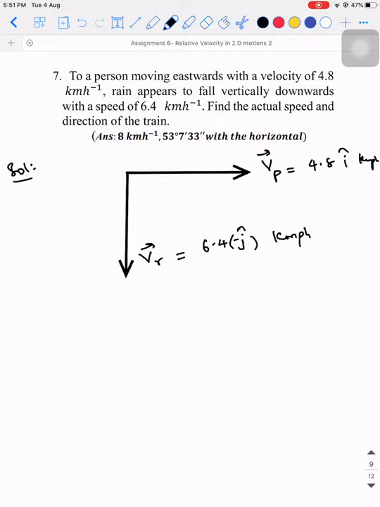It is rain. So what have they given? Rain appears to fall. It is not the actual velocity. Whereas it is the velocity of the rain with respect to whom? With respect to the person. That is given. Now you calculate the actual velocity of rain. Make it fast.